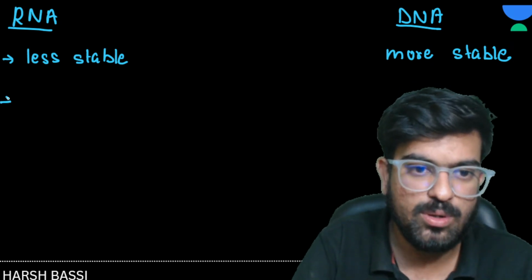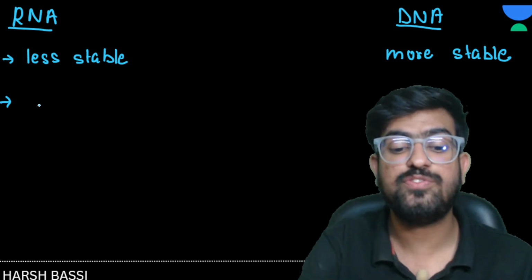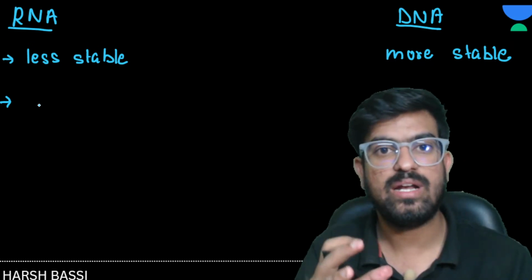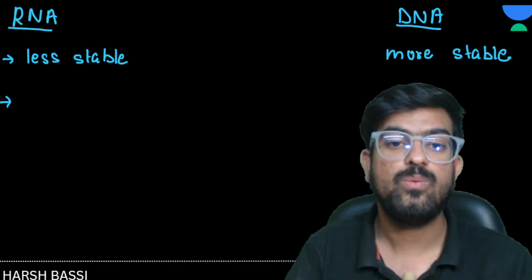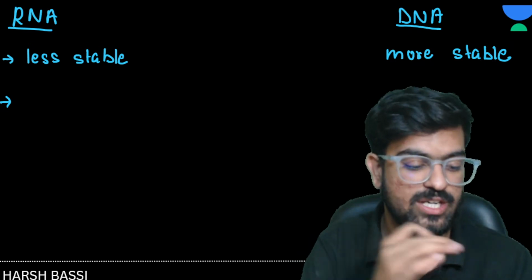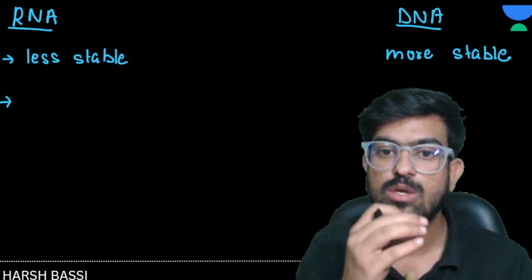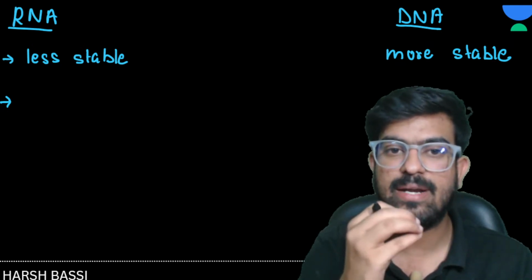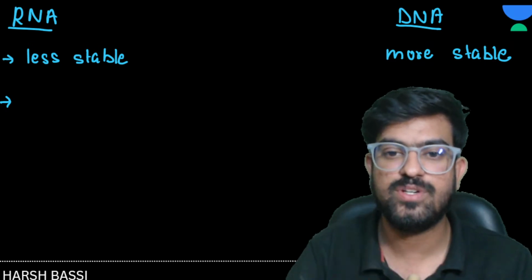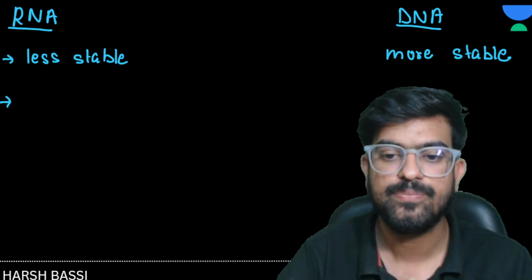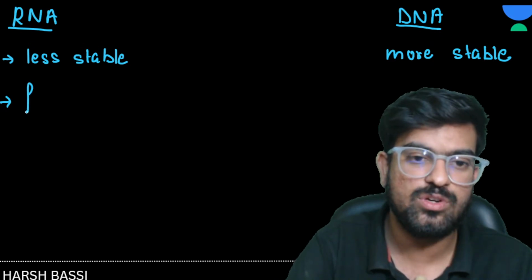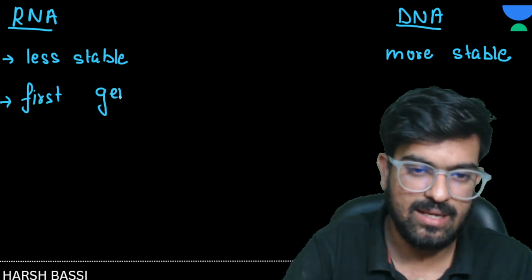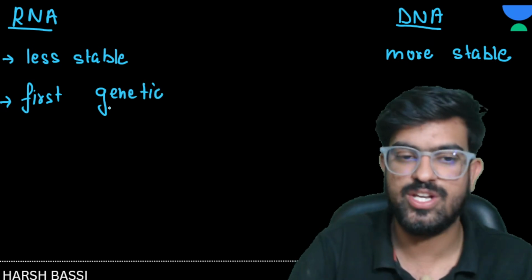Now, if I talk about the RNA, RNA was the first genetic material. If someone asks you, in this whole world, which molecule was behaving as the genetic material for the very first time? So for the very first time, guys, RNA was the genetic material. Let's write here that RNA is the first genetic material.